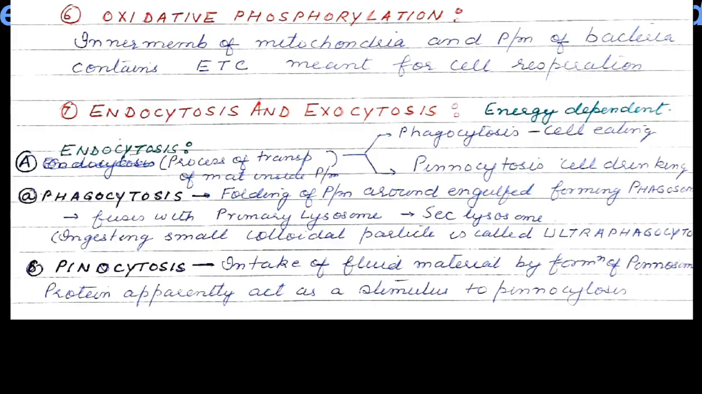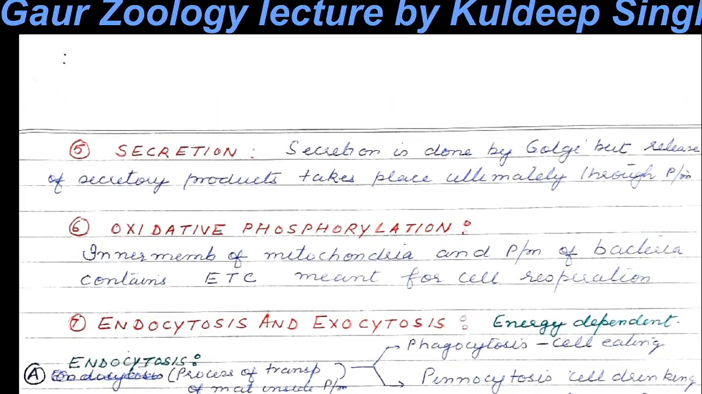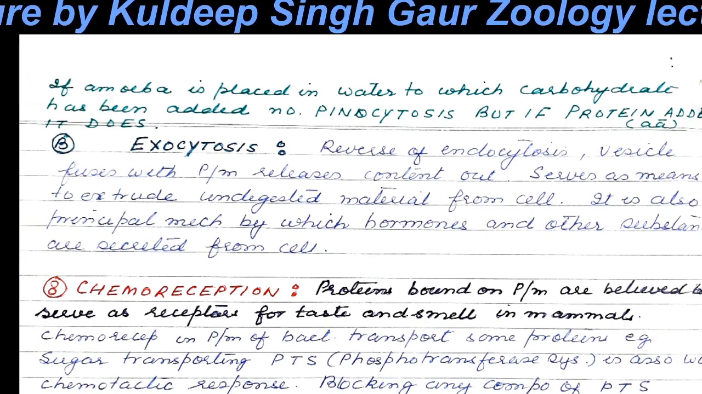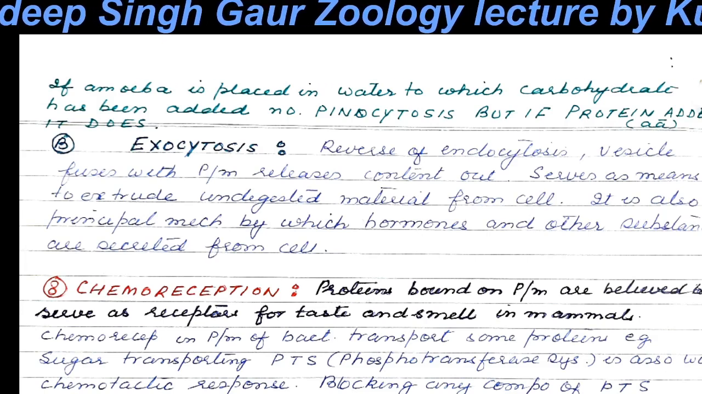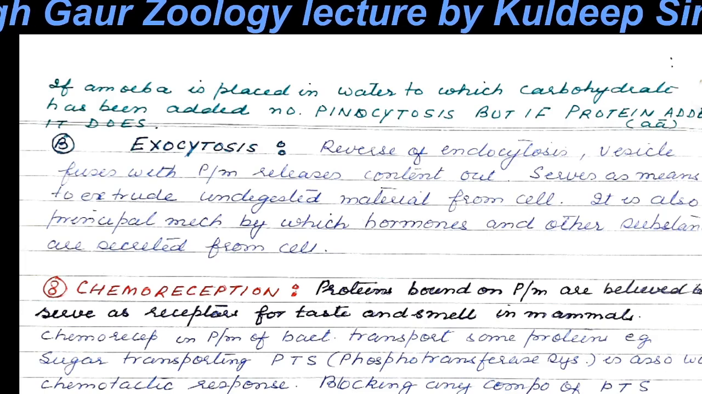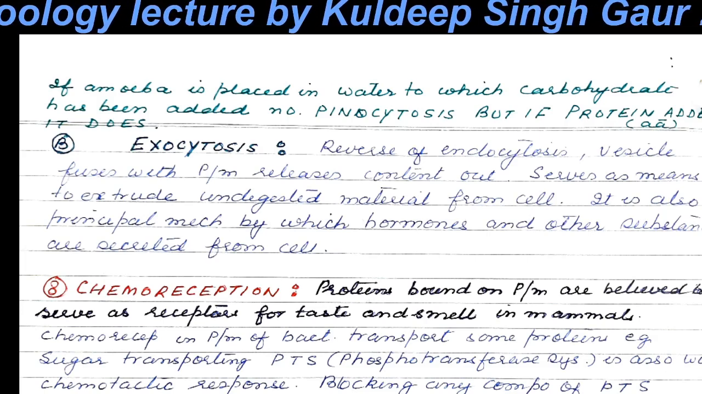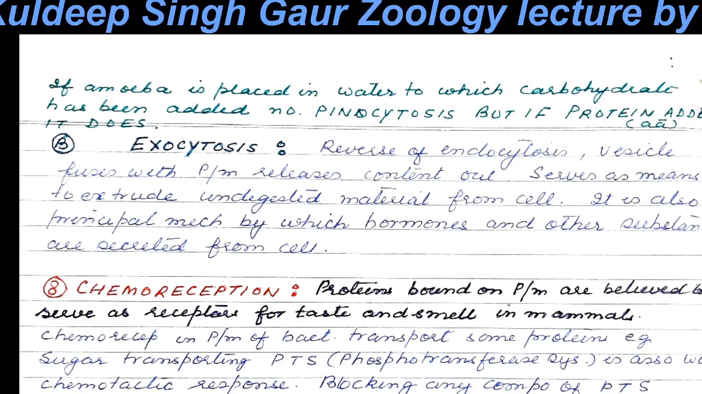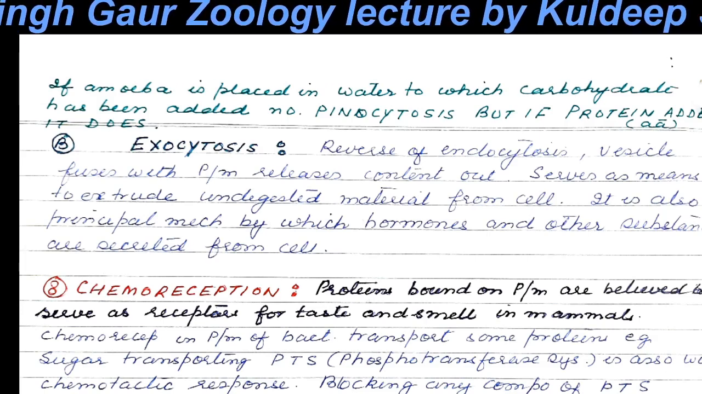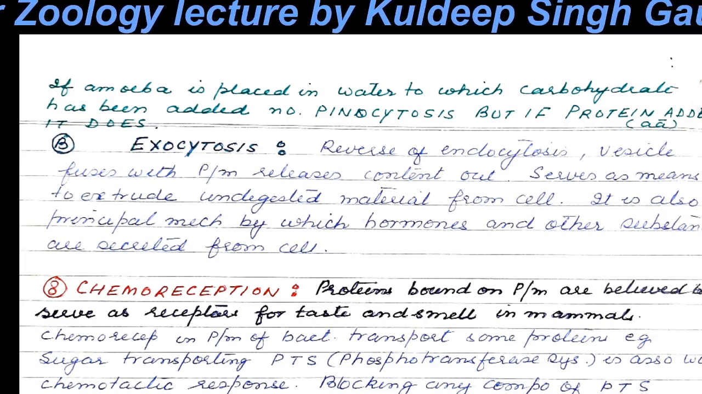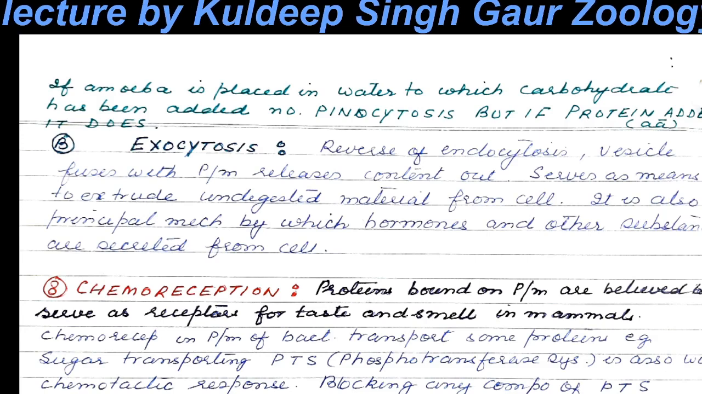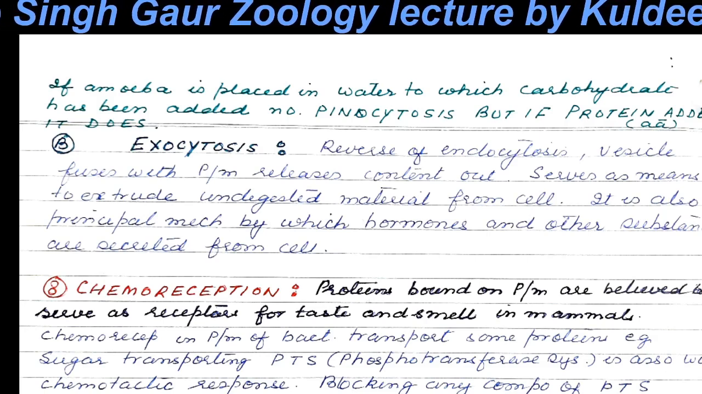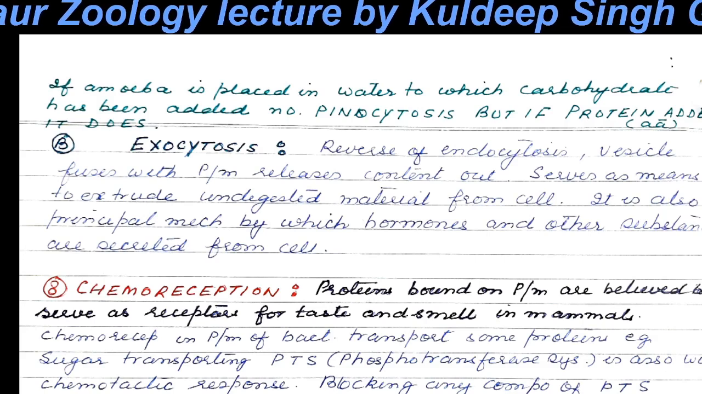Cytosis. If we place amoeba in water into which carbohydrate has been added, no pinocytosis will occur, and if protein or amino acids are added, it involves pinocytosis. The outcome is that proteins are a catalyst for pinocytosis. Exocytosis is the reverse of endocytosis, and here the vesicle fuses with the plasma membrane and releases the content out, and it serves as the means of egestion or extruding the undigested material from the cell.